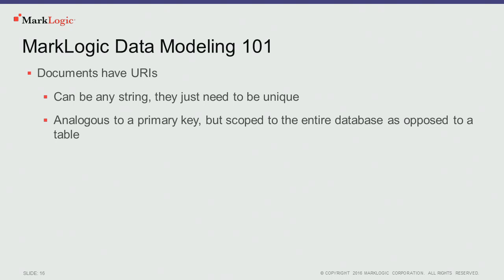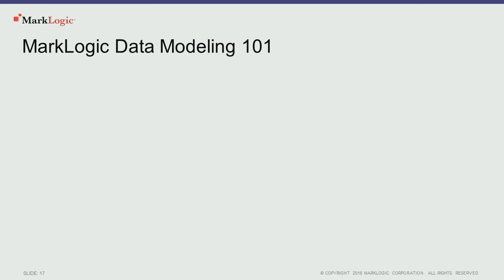When we store a document in MarkLogic, similar to a primary key in a relational database, we have a URI for a document instead. And a URI can be any sort of string. It just needs to be unique. And it's scoped to the entire database, not just to a single table. We, of course, don't have tables.